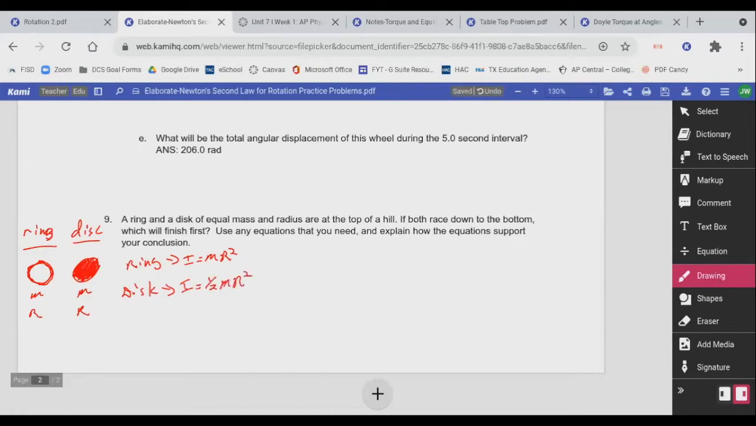All right, so we've got the information that we know so far. If both race down to the bottom, which will finish first? Use any equations that you need and explain how the equations support your conclusion.